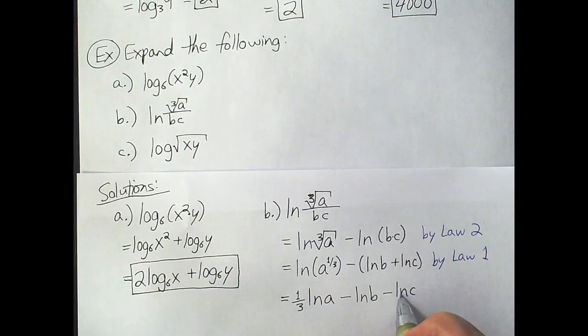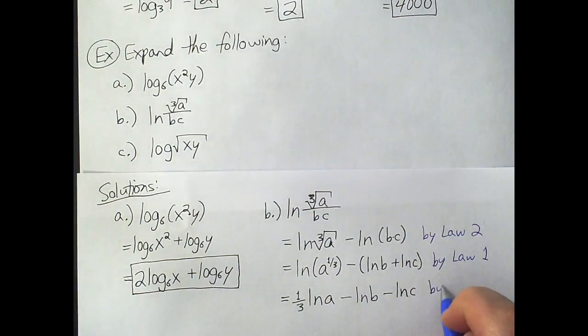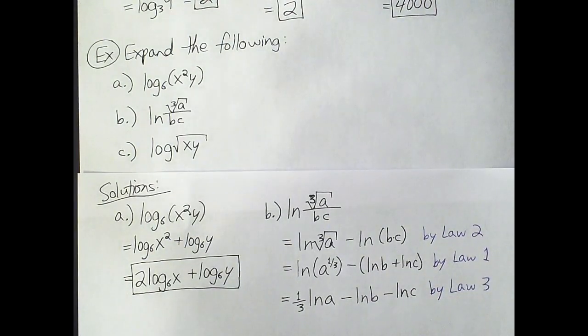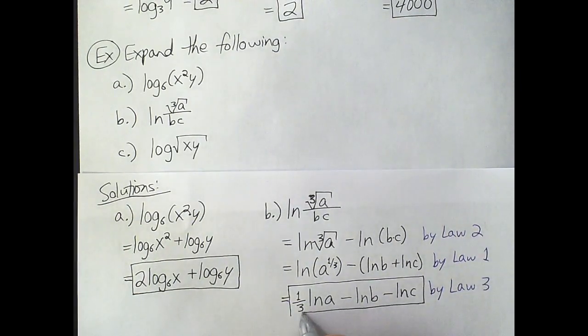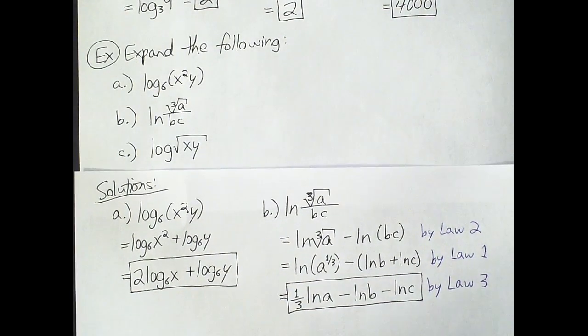So besides distributing the minus sign, I guess the other significant thing I did in this step was I used law 3. So look at that. We got a problem that used all 3 laws in the same problem. And it was in base e, so everything was ln to make things extra interesting. And that's the answer.